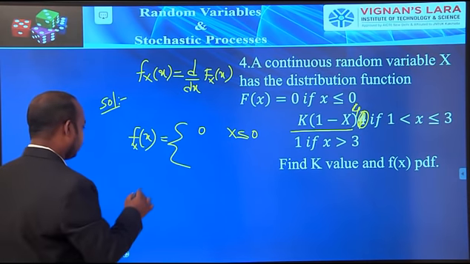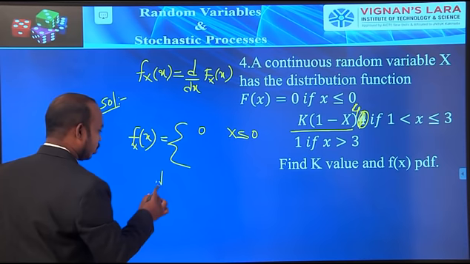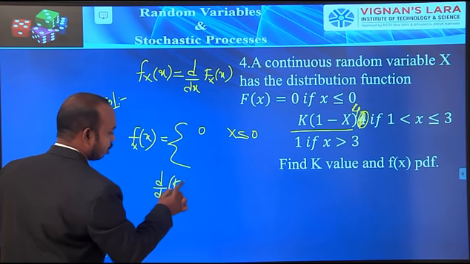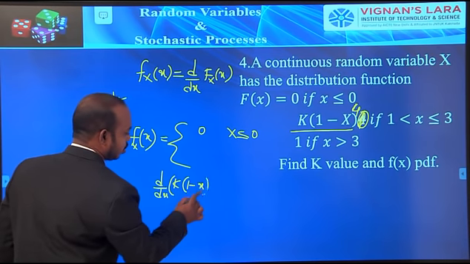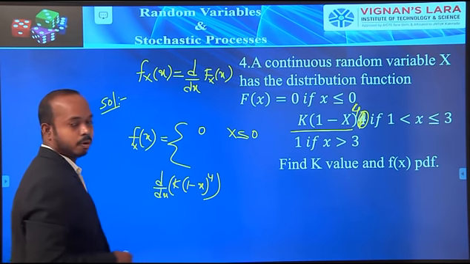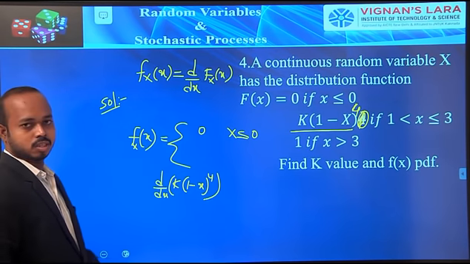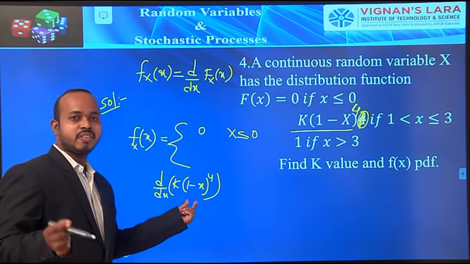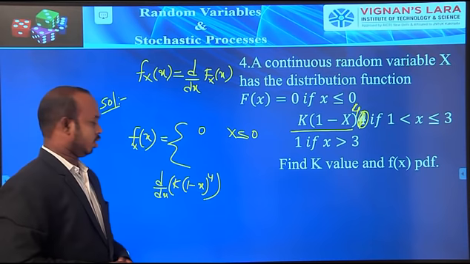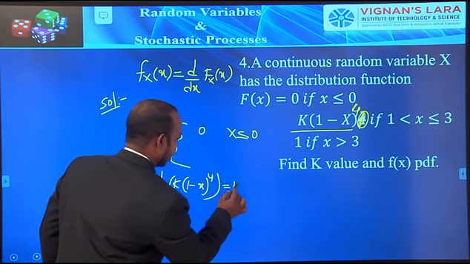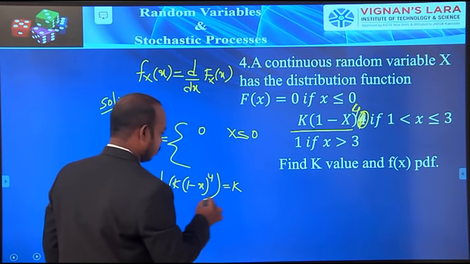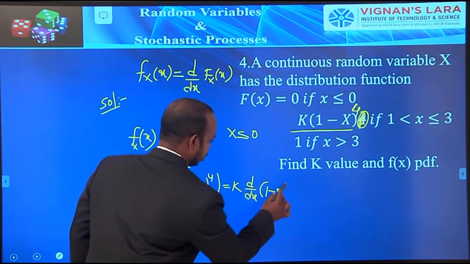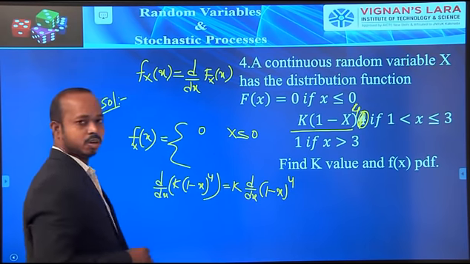What is the function we are having? The derivative is d by dx of k into (1 minus x) whole power 4. Here k is a constant and x is a variable. We are able to apply the derivation on variables only. That's why I am writing k times d by dx of (1 minus x) whole power 4.